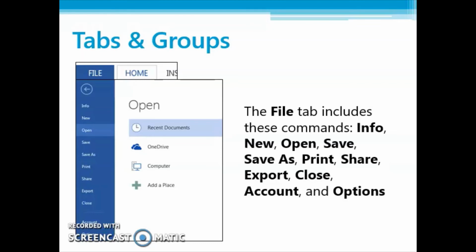Share allows us to email, upload a document to OneDrive, post it to a blog, or add it to a presentation. And then export allows us to create a PDF or change the document type. Close closes the document. Account allows us to modify account information, change background themes, and then see product information. And finally, options lets us adjust display, language, general, and other options for documents.